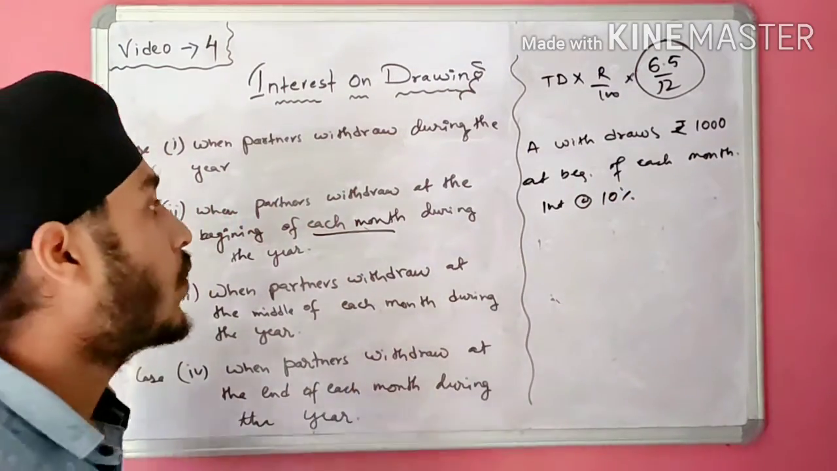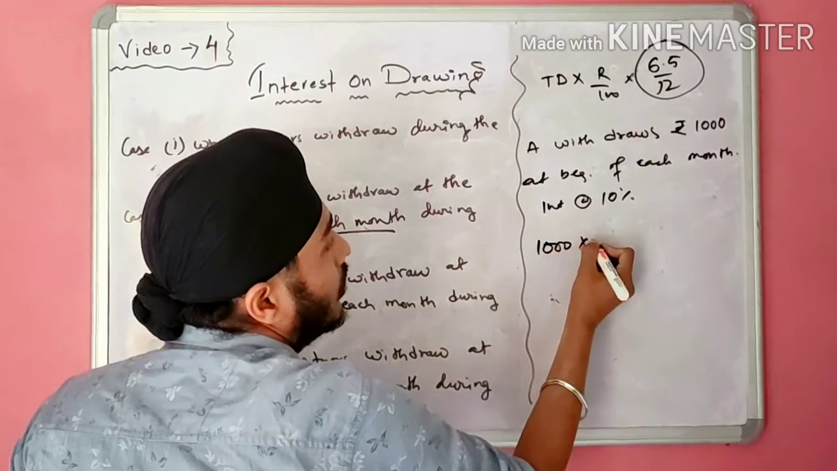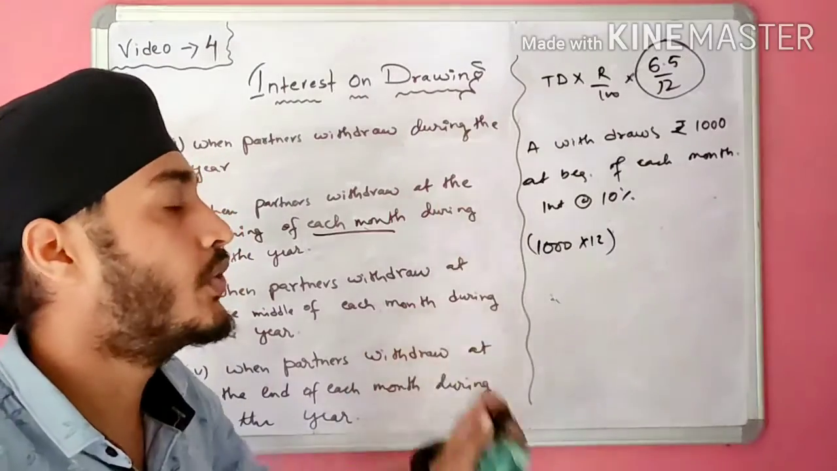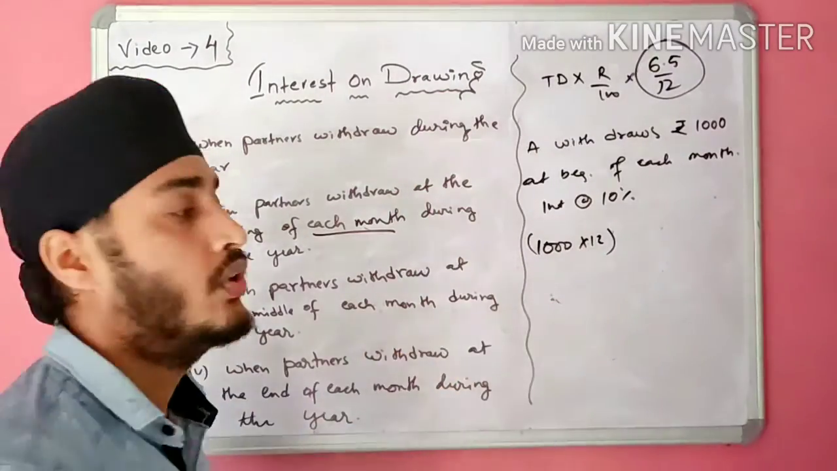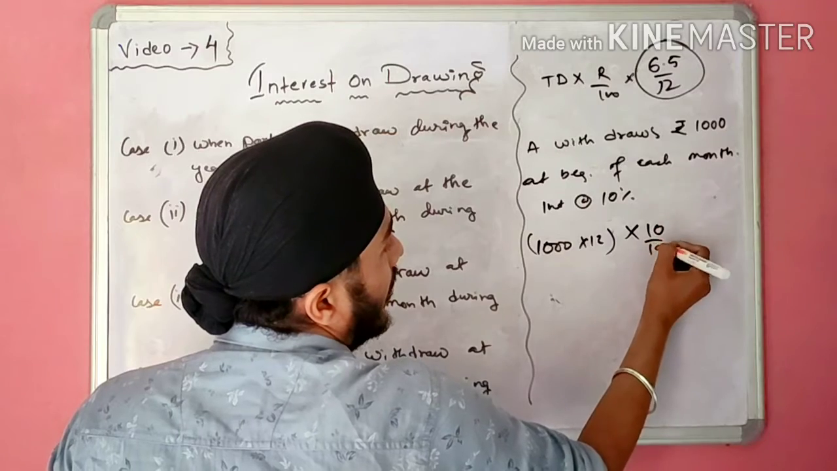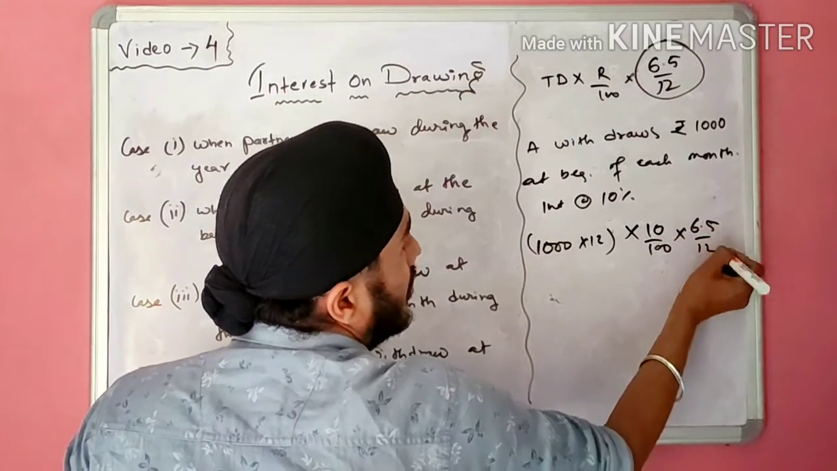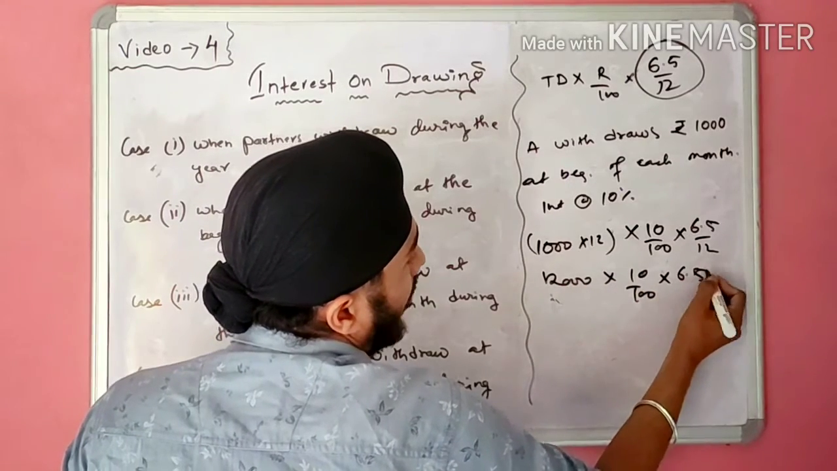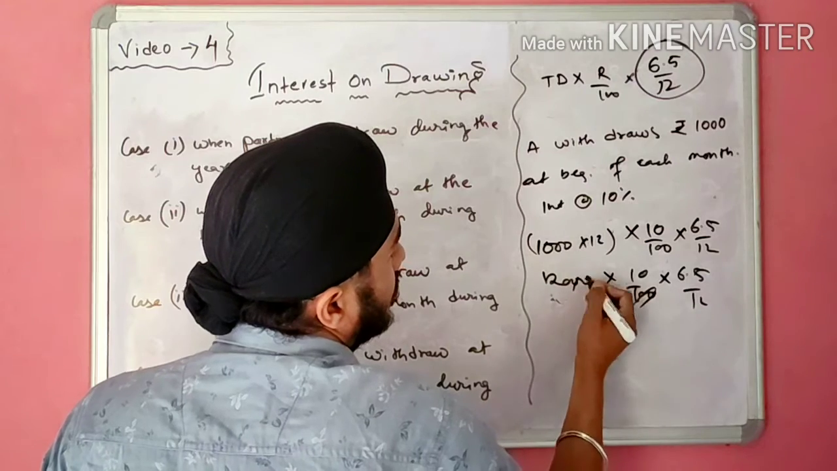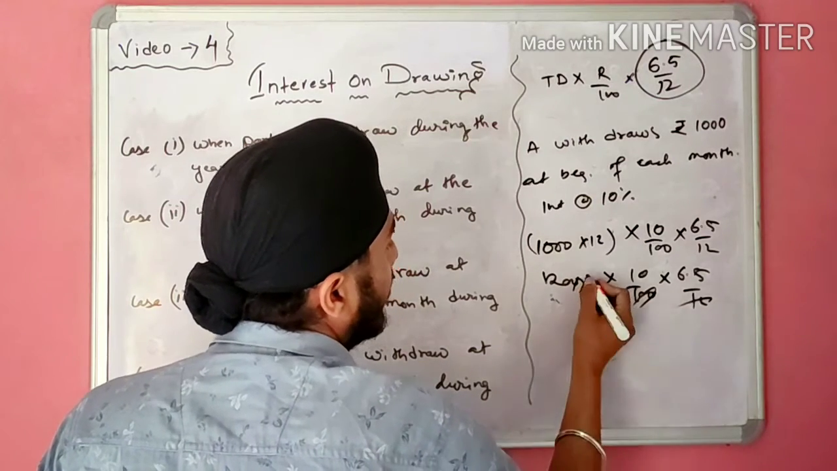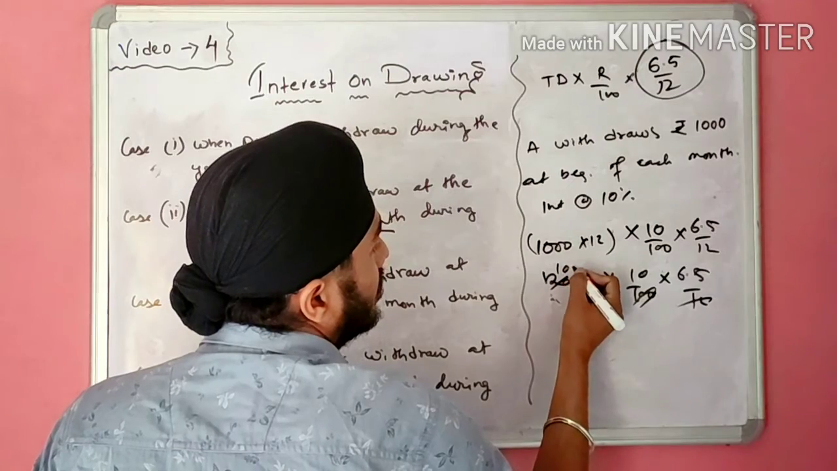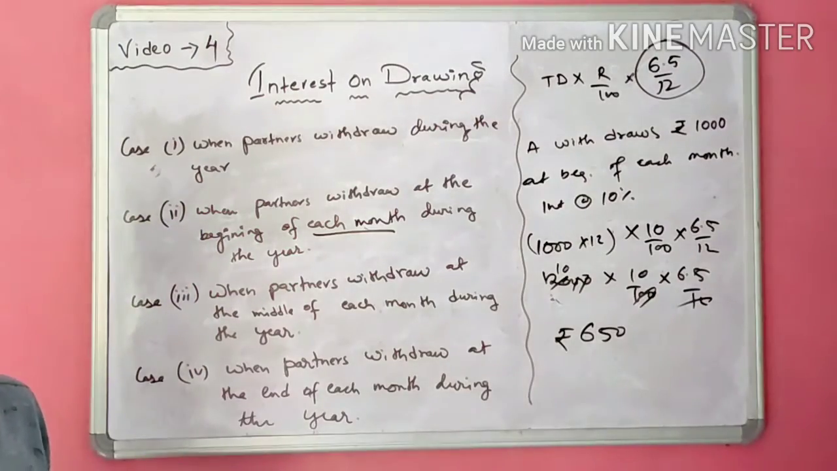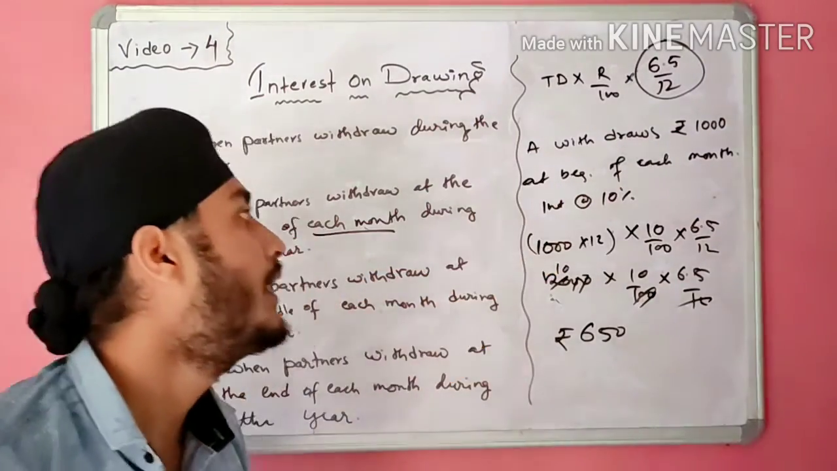So how will we calculate? Total drawing will be 1000 into 12. Why? Because the partner withdraws at the beginning of every month, and in 1 year there are 12 months. So 1000 into 12 into rate 10 by 100 into 6.5 by 12. So 12,000 into 10 by 100 into 6.5 by 12. 0 0 0 cancel. By multiplying you will get 650. So interest on drawing will be 650 when partners withdraw at the beginning of each month during the year.